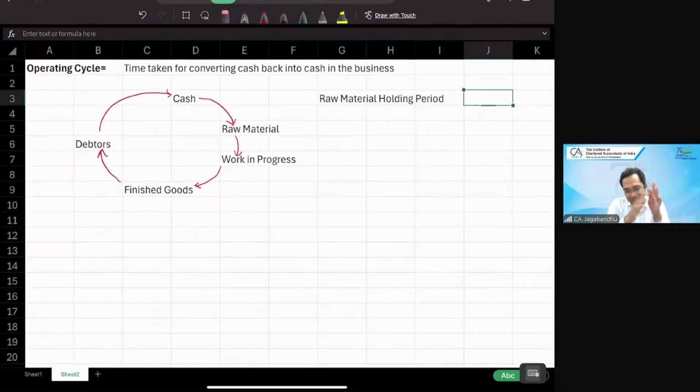Let us say you take a certain number of days to keep the raw material with you. It's not that the cash which you use to get the raw material, that raw material is totally getting converted to WIP in one shot.